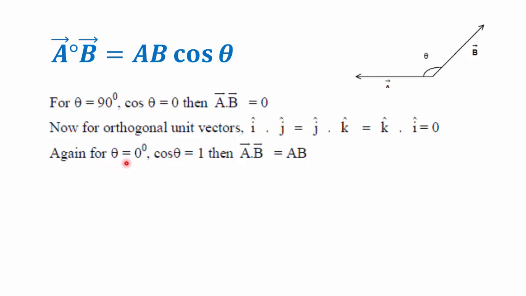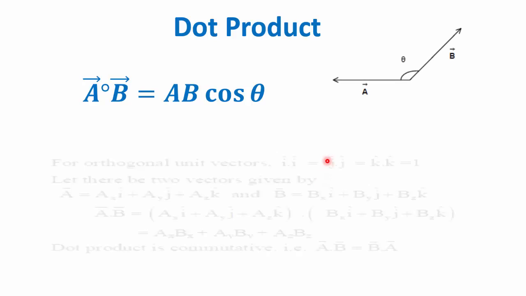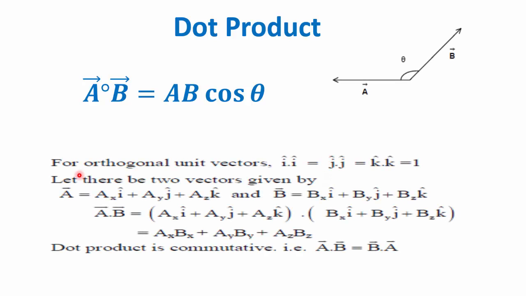Similarly, if I have theta equal to 0, which will give me cos theta equal to 1, in that case the dot product of a and b will give me ab, because cos 0 is 1. So the dot product a dot b is equal to ab cos theta.